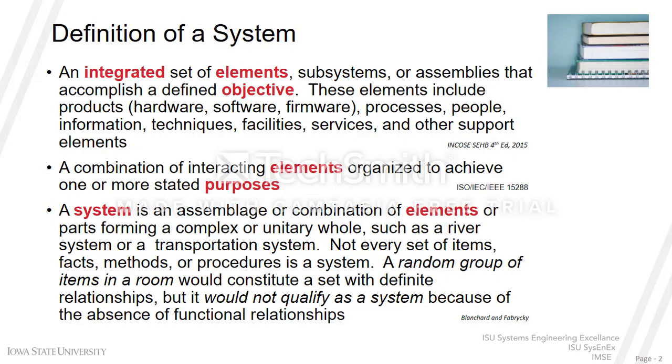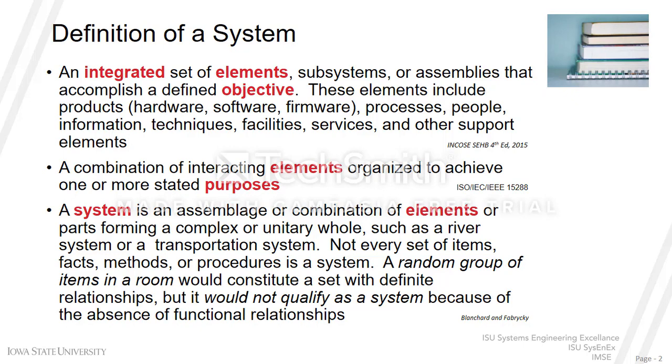So, defining a system: there are many definitions out there. We'll read through several of them here and talk about some of the pros and cons of each one. First one is an integrated set of elements, subsystems, or assemblies that accomplish a defined objective. These elements include products such as hardware, software, or firmware, processes, people, information, techniques, facilities, services, and other support elements.